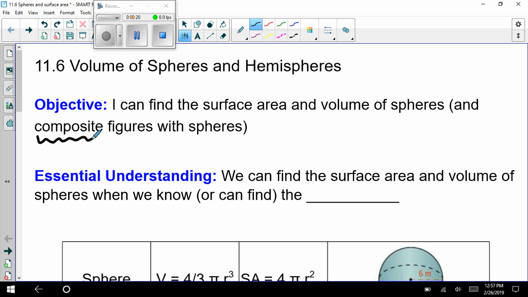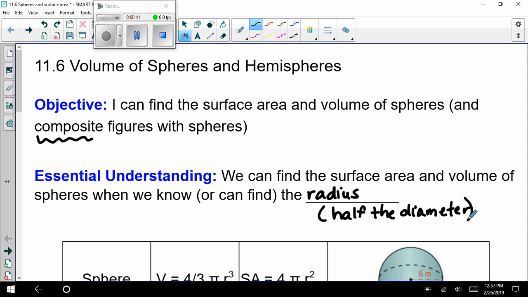Our central understanding is that we can find the surface area and the volume of spheres when we know, or at least we can find, the radius. So the radius, remember, is half the diameter of a circle or a sphere.